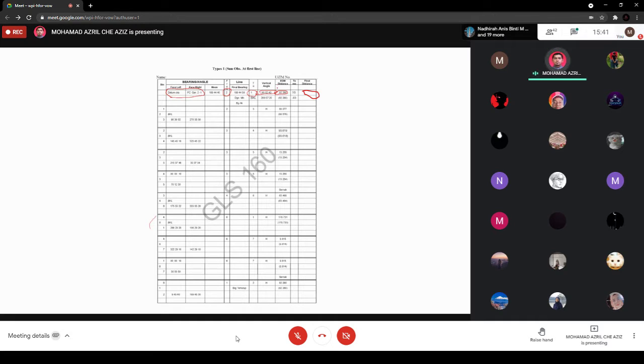For the distance here, if you take the vertical angle, you need to use the SD, slope distance. This one is only for the horizontal distance, HD. So this is how you write down your observation.